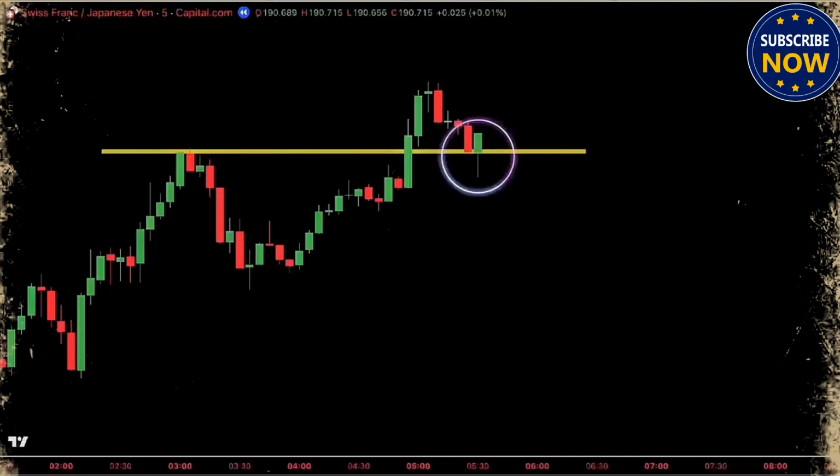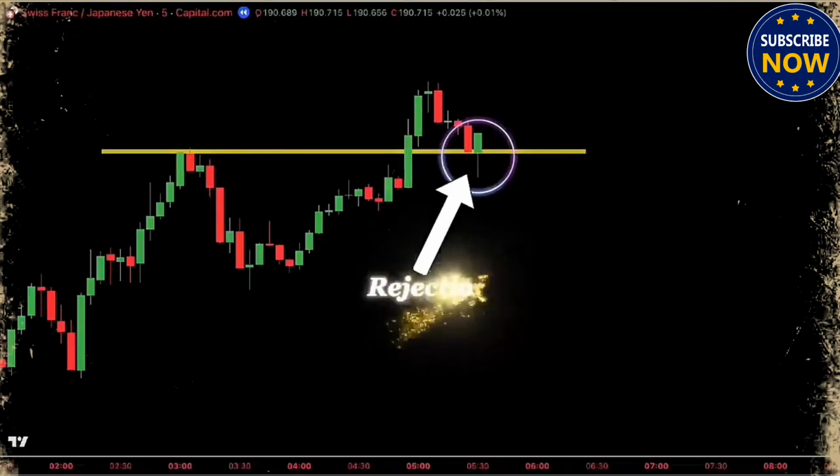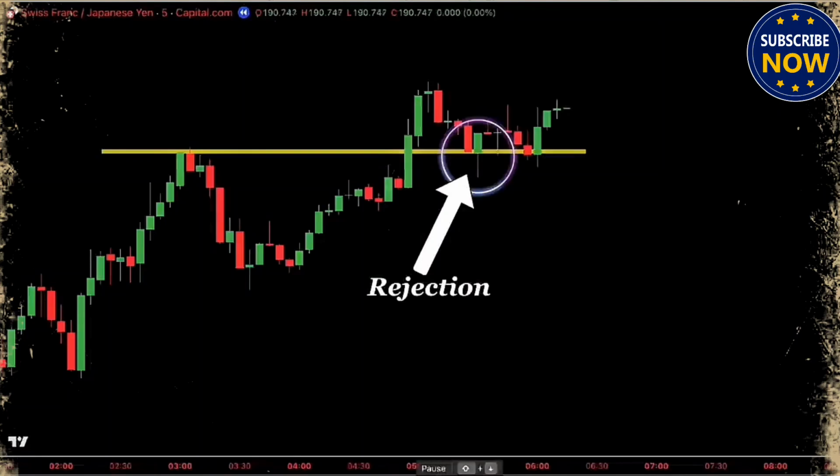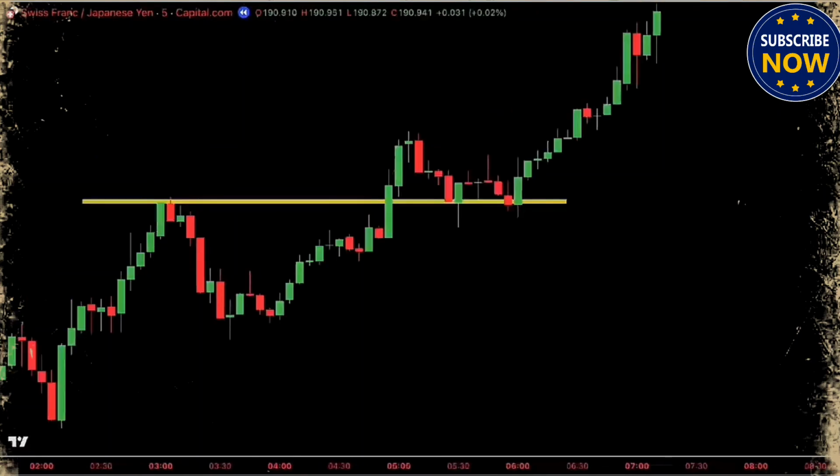And as you can see in this example, the market reacts at this level, gets rejected, and then starts moving upward again. This movement marks the beginning of the next impulsive move. So instead of entering randomly or chasing the market, you are now waiting for price to come back to a key level, and then you position yourself at the moment where the next move is likely to begin.